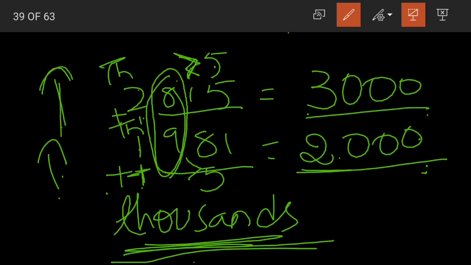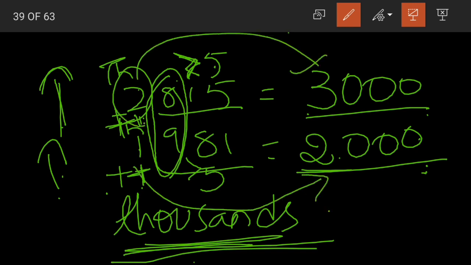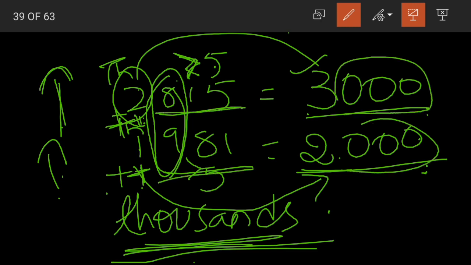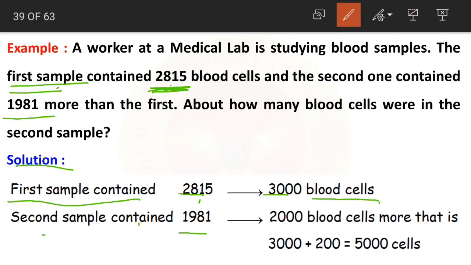The digit in hundreds place is greater than 5. So we are rounding it up. We are adding 1 to the digit in thousands place. 2 plus 1, 3. 1 plus 1, 2. Now the remaining 3 digits are replaced by zeros. 2815 becomes 3000 and 1981 becomes 2000.